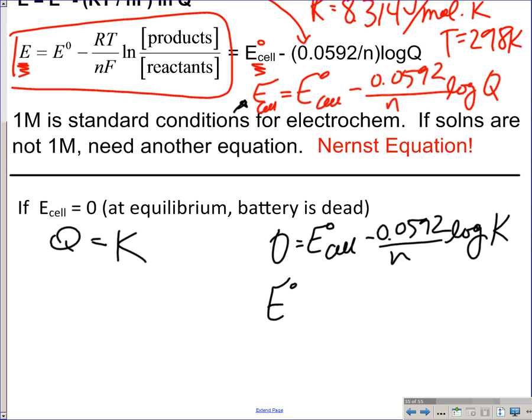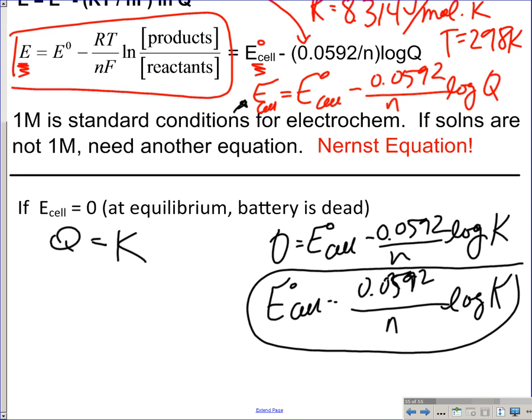So E naught cell is equal to 0.0592 over N, not negative, the negative's gone when I move it to the other side, ln of K, log of K. So if I want to know the equilibrium constant, and I know E cell, and I know moles of electrons transferred, I can calculate the equilibrium constant. That's what Nathan did in the 1988 problem. This is just a derived version of this though, so you don't have to memorize that. You mainly need to know that E cell is 0 at equilibrium.